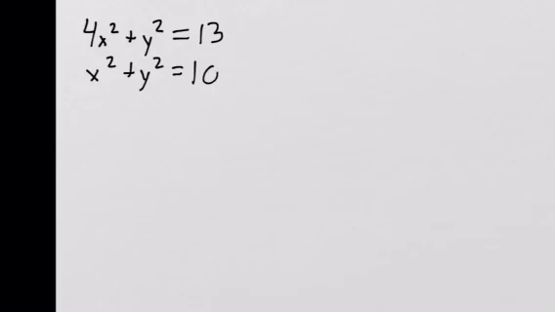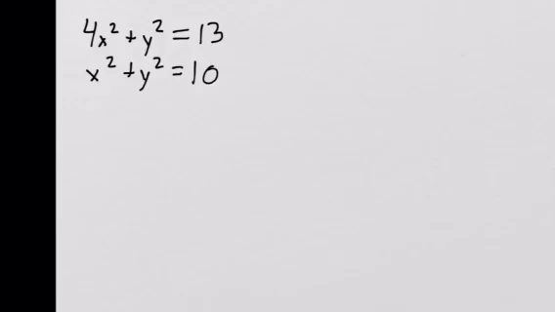So we have the system of equations 4x squared plus y squared equals 13, x squared plus y squared equals 10. So, the first thing that we need to do, which we already have done here, is that everything with a variable needs to be on the left-hand side, everything without a variable needs to be on the right-hand side.